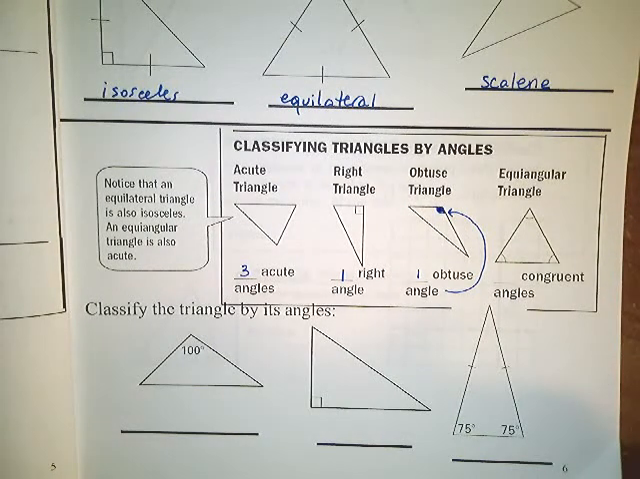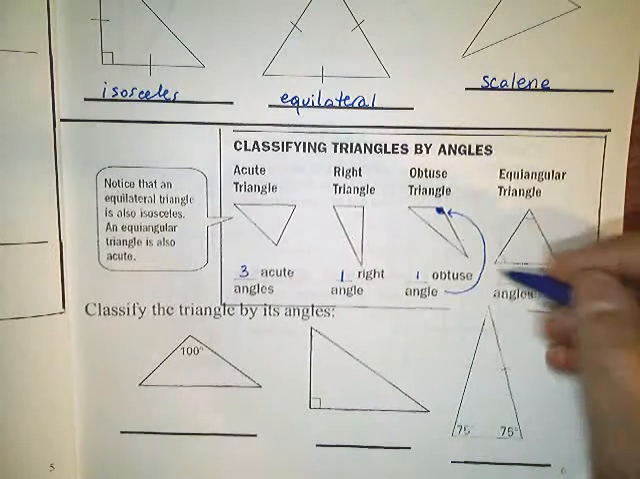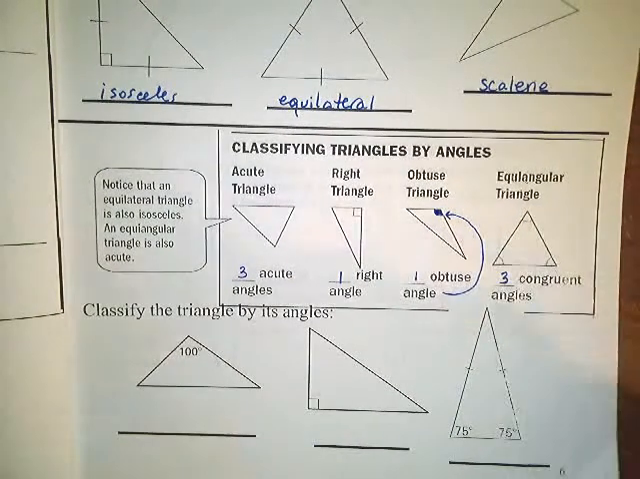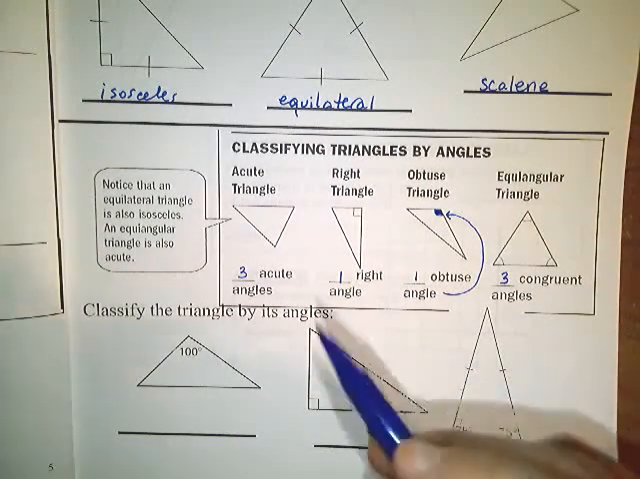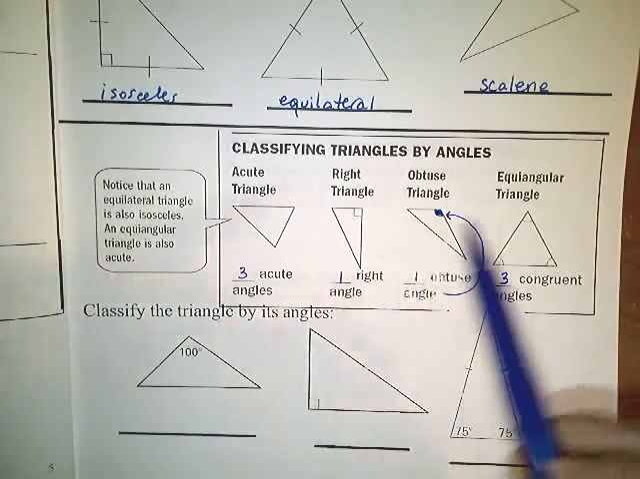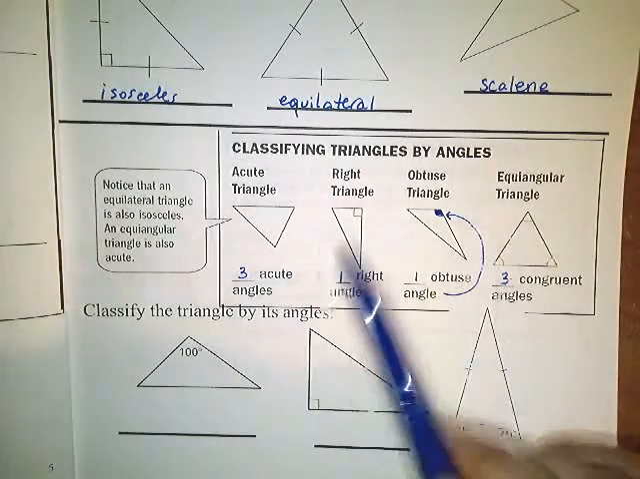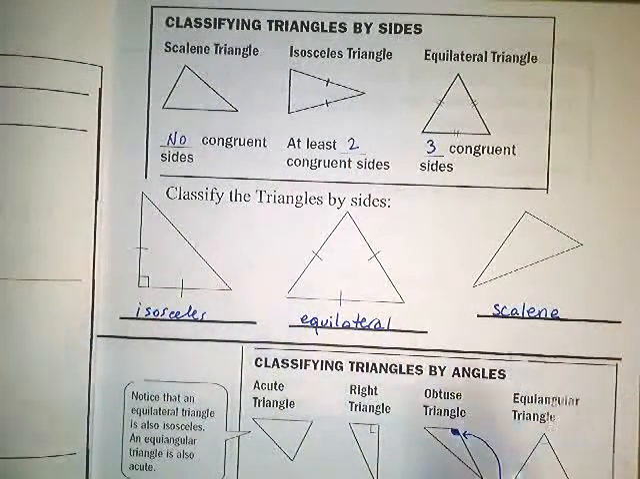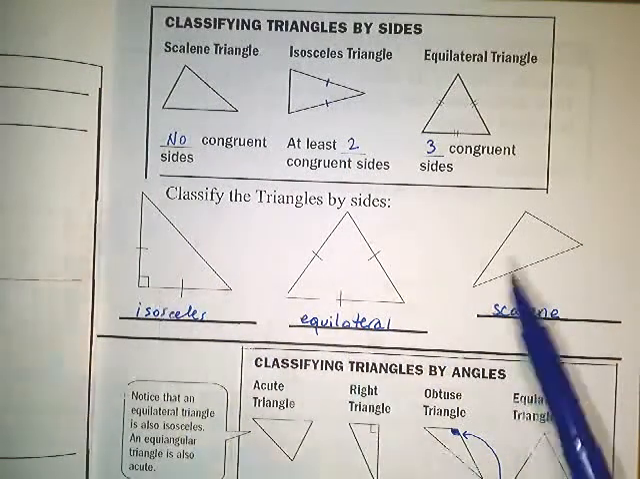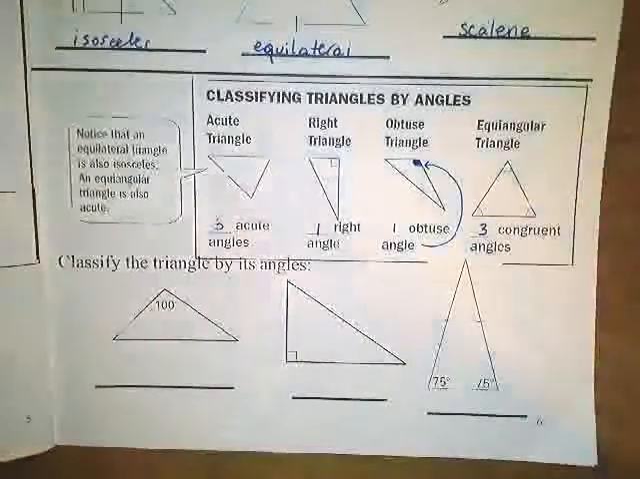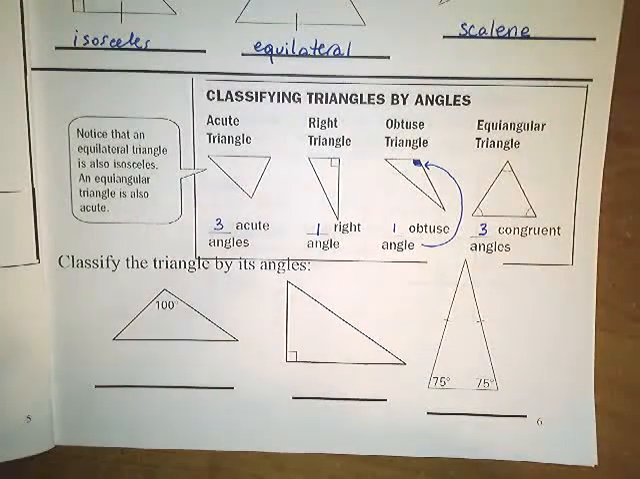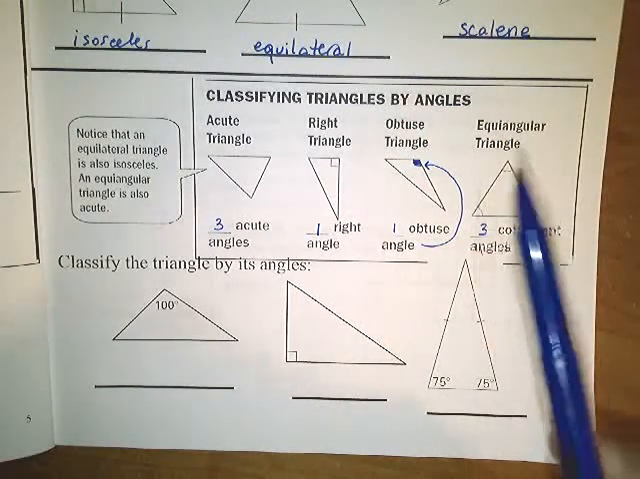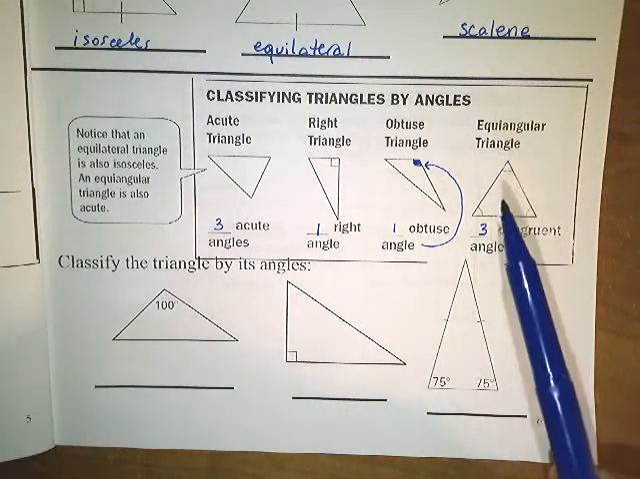And then finally, an equiangular triangle has all three corners that are congruent to each other. I found that students have a harder time classifying triangles by their angles than they do with the sides. Most students can remember equilateral, isosceles, and scalene, but when it comes to the angles, it gets a little bit more challenging. So just remember, if you see all three corners the same, that's equiangular.